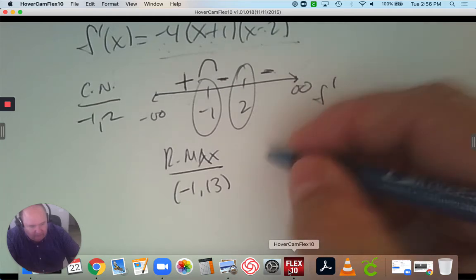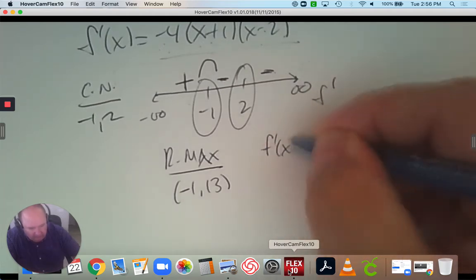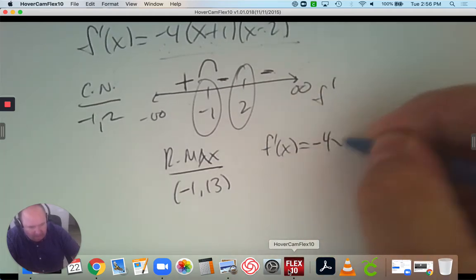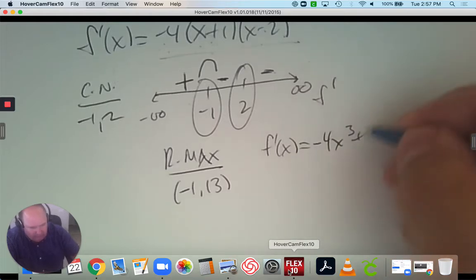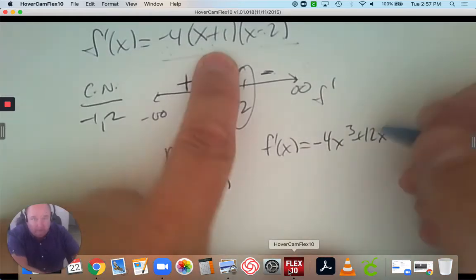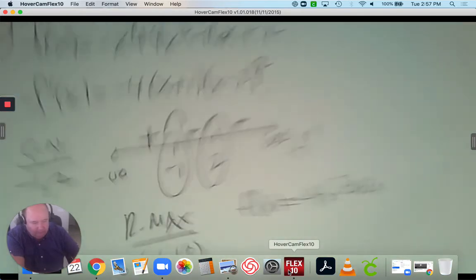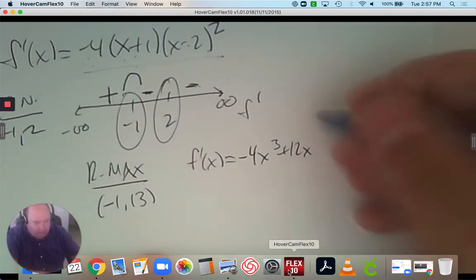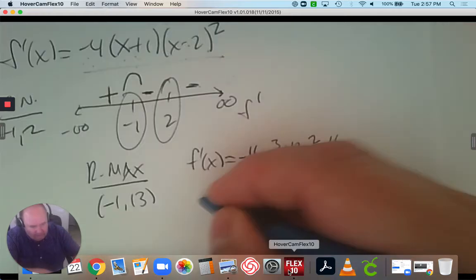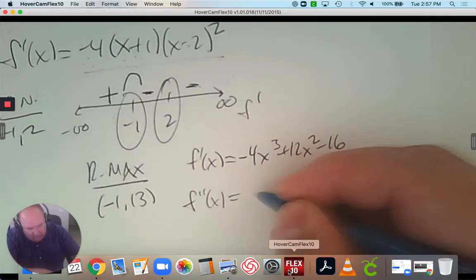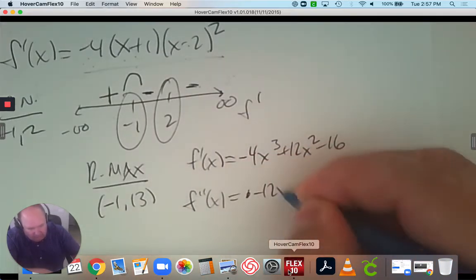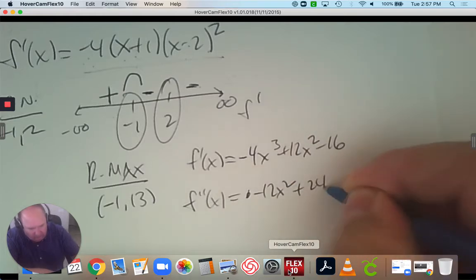I want to find the second derivative. So the first derivative would have been negative 4x cubed plus, I don't want to do this. I'm going to do the first derivative on my own, then the second derivative. Okay, so plus 12x squared minus 16. The second derivative would just be minus 12x squared plus 24x.